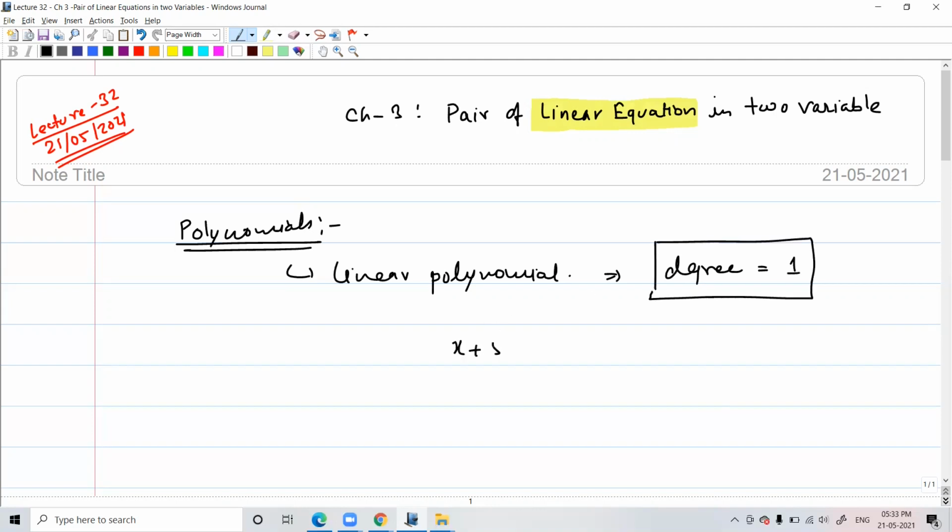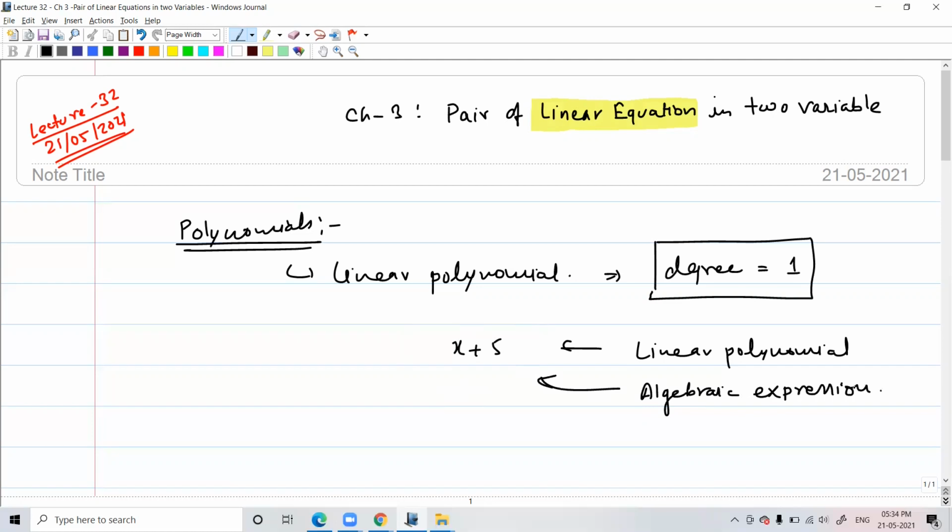For example, if I write x plus 5, this is a linear polynomial, correct? This is an example of linear. Okay, linear polynomial. And we know that if I just write x plus 5, you also call it an expression, or algebraic expression, right? It is called an expression.